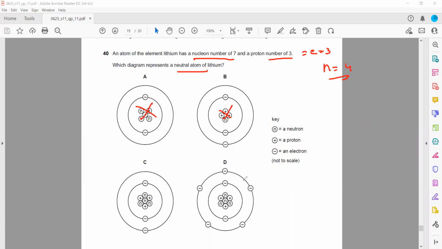C and D can be an answer. But why is D incorrect? Because D contains more electrons than protons. As I mentioned, it's a neutral atom. To be a neutral atom, the number of protons should be equal to the number of electrons. So C should be the right answer for this.